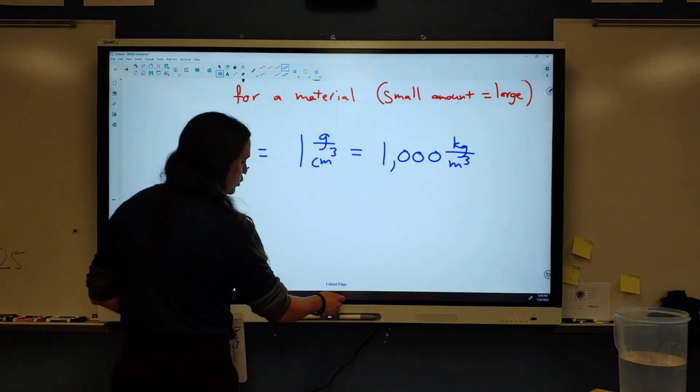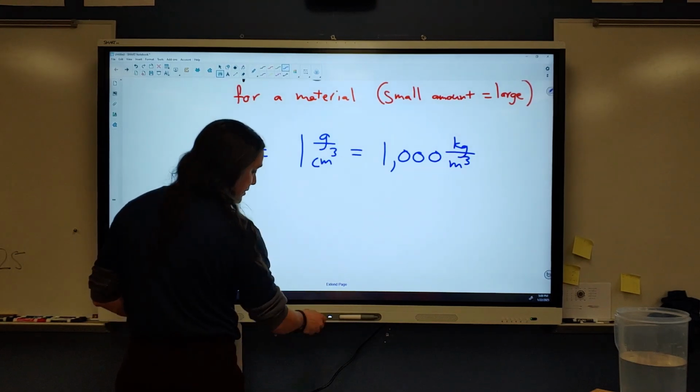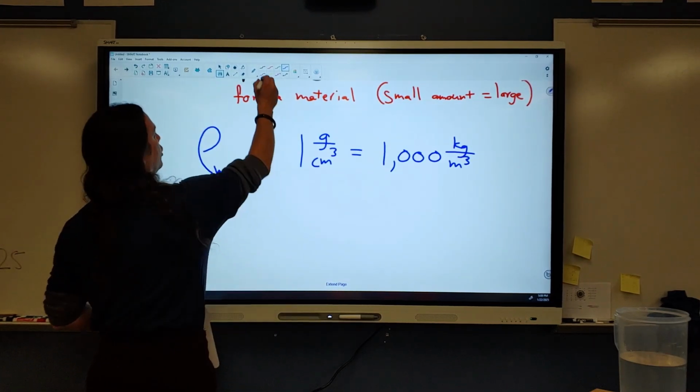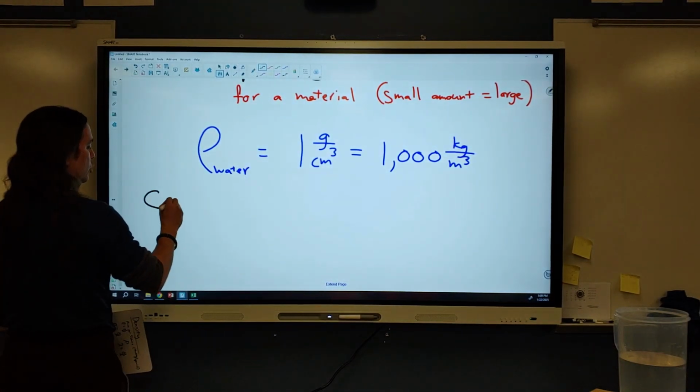Some other things that are useful about density. So 1, because it's a bulk property, can be used for.